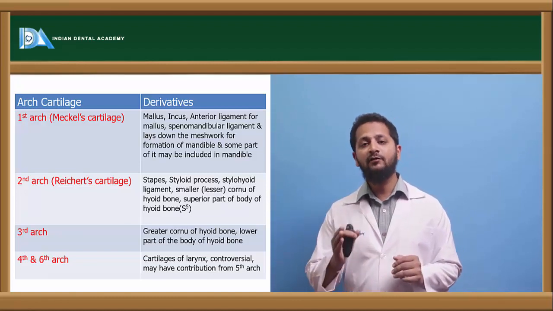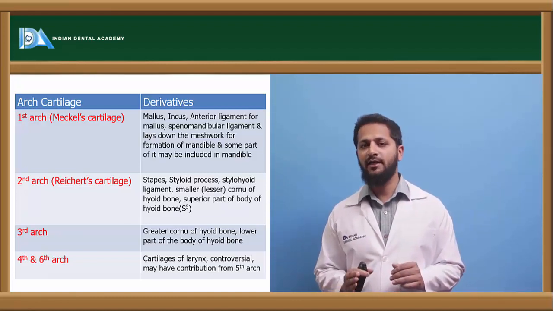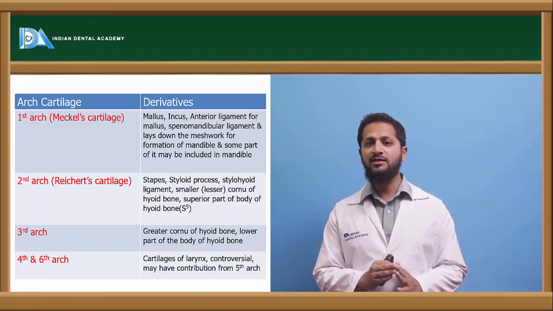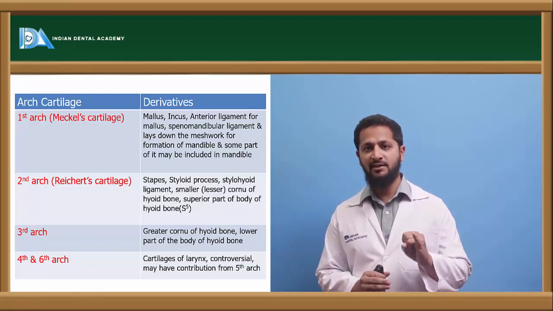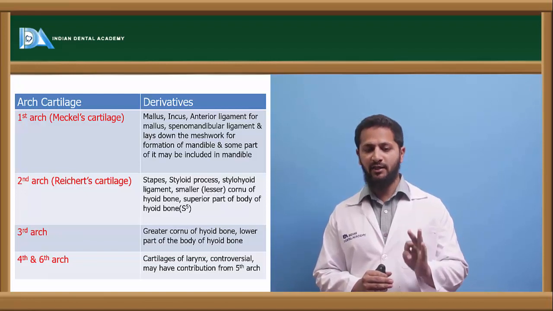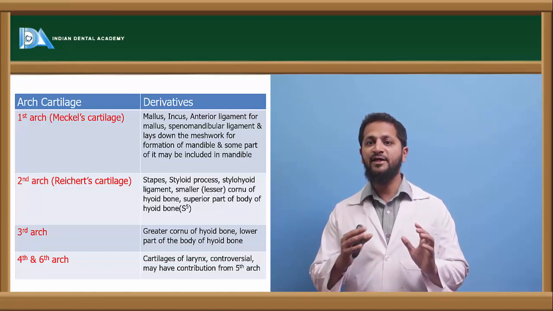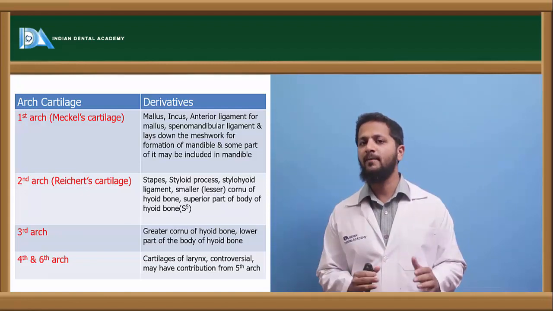Now, there are certain derivatives of these particular cartilages. The cartilage of the first arch is called Meckel's cartilage, and the derivatives of Meckel's cartilage are malleus, incus, anterior ligament of malleus, sphenomandibular ligament, and it also lays down a mesh work for the development of the mandible.